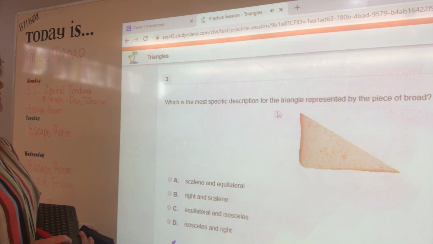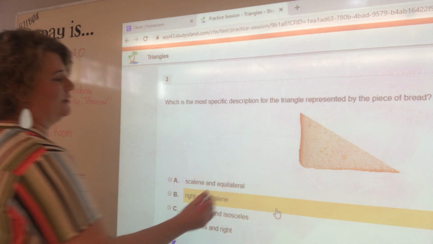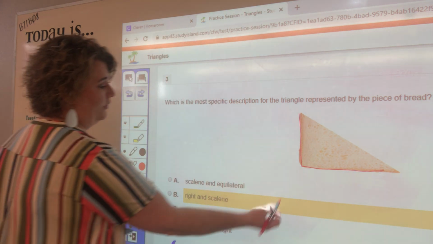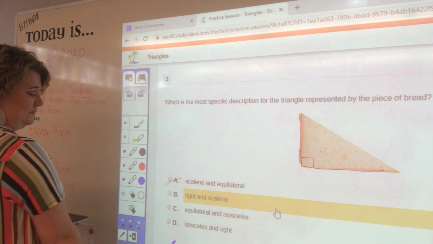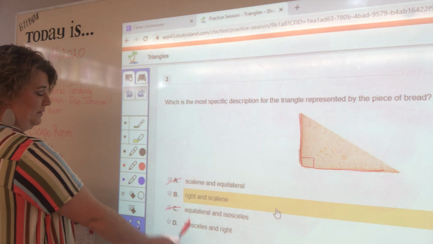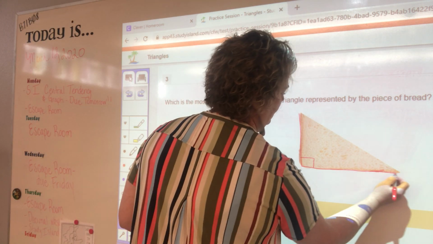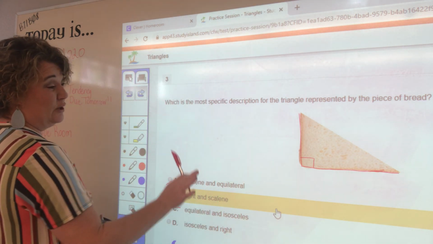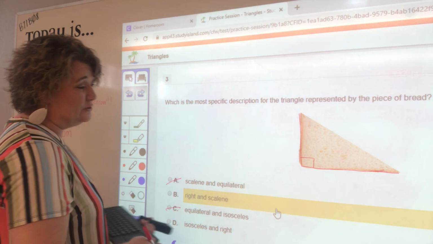What's the most specific description for the triangle represented by the piece of bread? Well, I see a perfect L right there, so I'm going to call that a right angle right off the bat. So I don't think it's A, and I don't think it's C, because that says nothing about right. So it's going to be either B or D. If it was B, right and scalene, scalene means no sides are the same. If it was D, isosceles means two sides are the same.